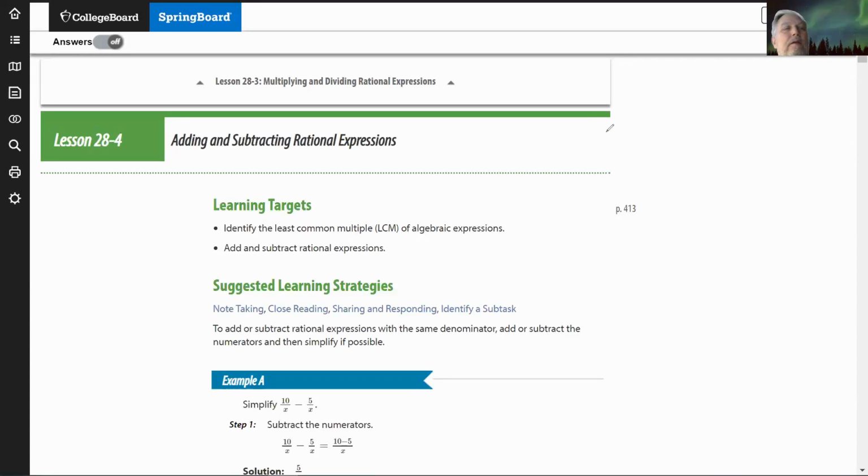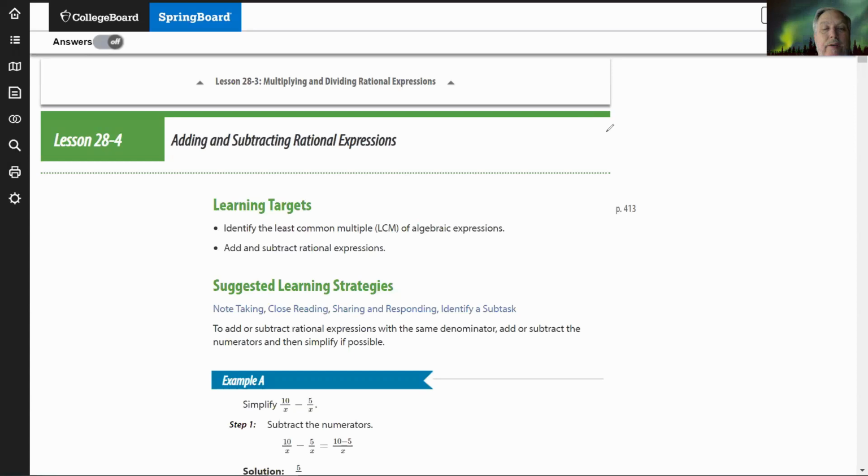Welcome. Today's lesson is SpringBoard Algebra 1, Unit 4, Lesson 28-4, Adding and Subtracting Rational Expressions. Learning targets. Identify the least common multiple of algebraic expressions. Add and subtract rational expressions.